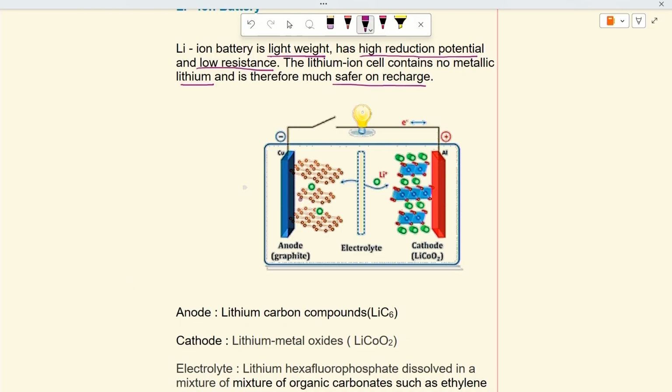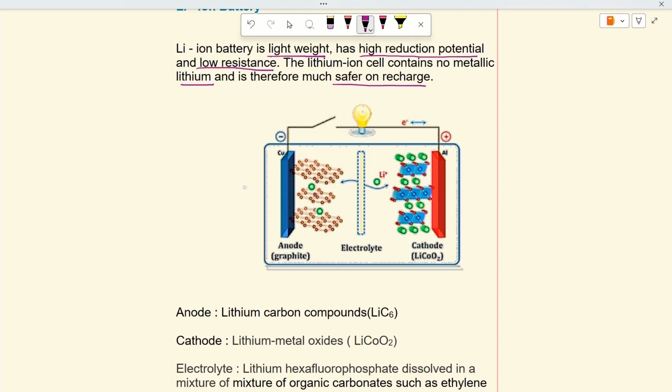Okay. Now, this is a picture, a schematic diagram. We have an anode, usually a lithium carbon compound, and we have a cathode, usually lithium along with metal oxides. Here they have shown lithium cobalt oxide, and the anode is not purely graphite, it is a lithium carbon compound. Okay. Now, we have an electrolyte, which I will mention later.